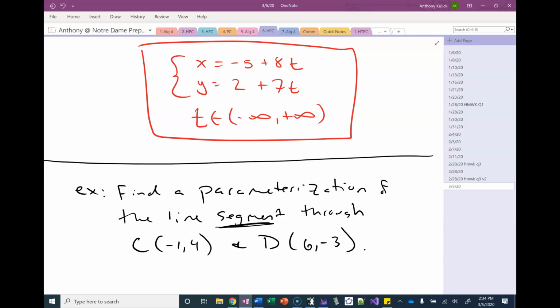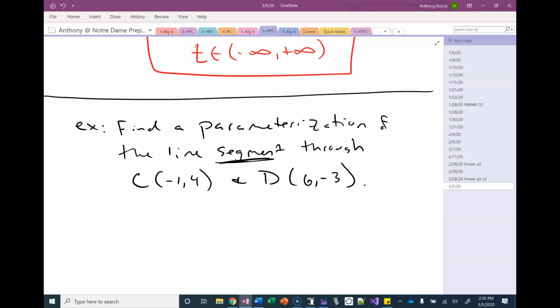So here we want the parameterization of the line segment through the points (-1, 4) and (6, -3). What's going to be different about this problem than the previous one? It's a segment, so the interval for t is going to be finite, right? So let's start by getting the parametric equation first, and then we can talk about what we're going to do to figure out what that interval is going to be. Sound okay?